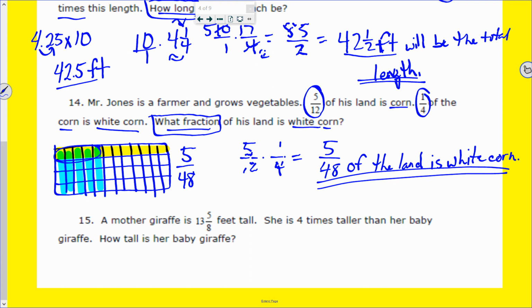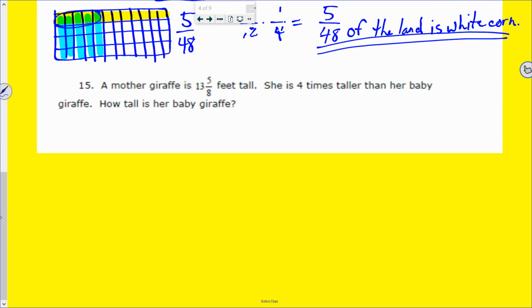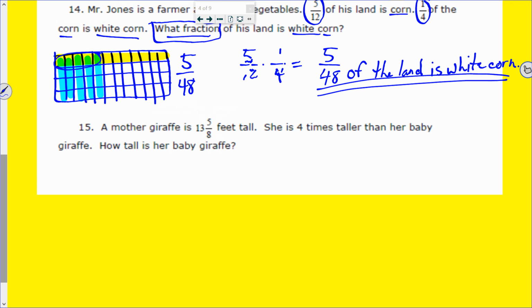Number 15, I'll be honest, is probably one of the most confusing as far as marking your text and figuring it out, because it says in here that the mother giraffe is 13 and 5/8 feet tall, and she is 4 times taller than her baby giraffe. How tall is her baby giraffe? If you just focus in on that "times" instead of realizing what it's saying, she is 4 times taller than the baby, but now we're asking about the baby, so I need to look at the opposite operation, which would be division.